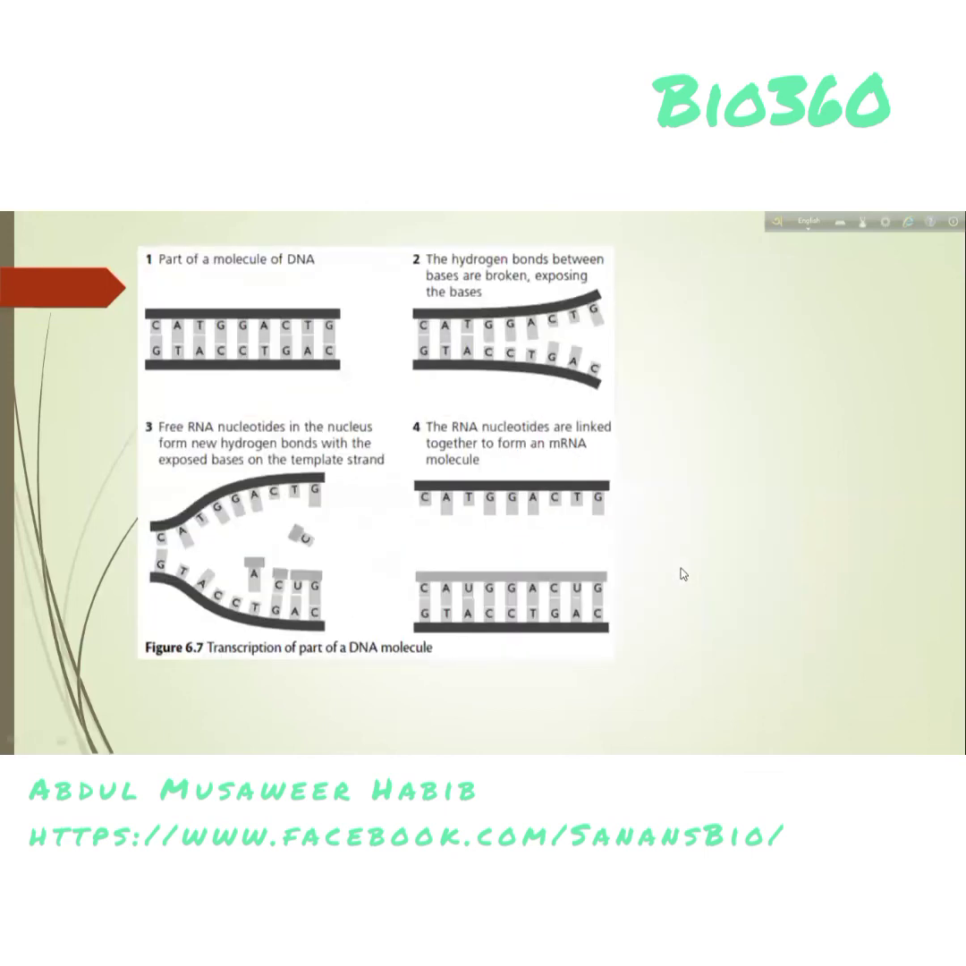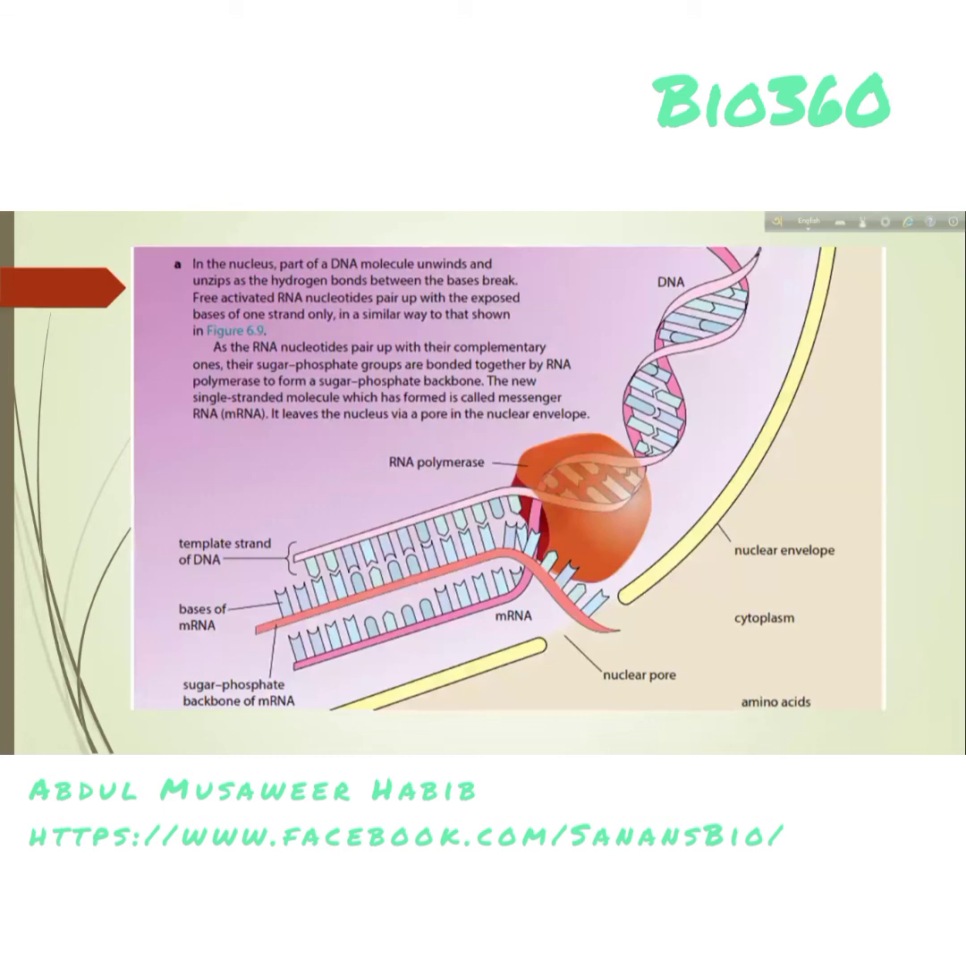So how does transcription occur? Let's discuss. So this is the DNA. When transcription starts, the DNA unwinds and unzips as hydrogen bonds between the bases are broken. Free activated nucleotides come and pair up with the complementary bases, and with the help of RNA polymerase, ultimately mRNA is formed. And when mRNA is formed and gets matured, it leaves the nucleus through this nuclear pore. So this is the simple idea of how transcription occurs, and that's all about transcription.